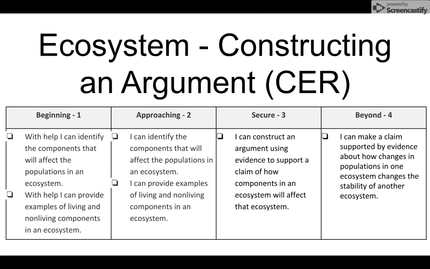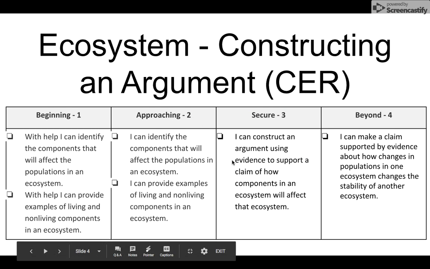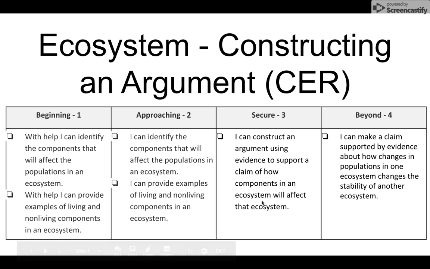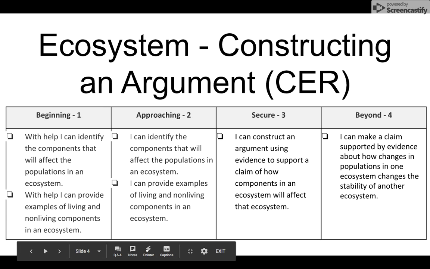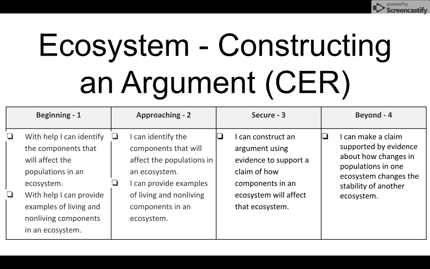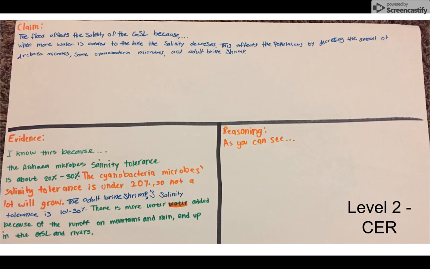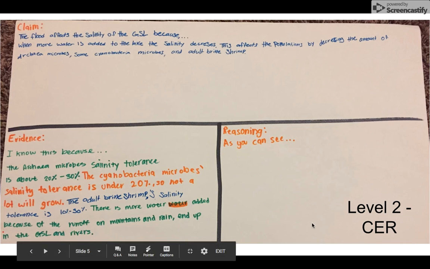Okay, next we're going to talk about ecosystems and constructing claim evidence and reasoning. For our grading scale, it says I can construct an argument using evidence, which is data, to support the claim on how components in an ecosystem will affect that ecosystem. To make that a level 4, you would need to create a claim with evidence that shows how changes in one population in one ecosystem changes the stability of another ecosystem. Again, we're going to look at some examples you guys created.